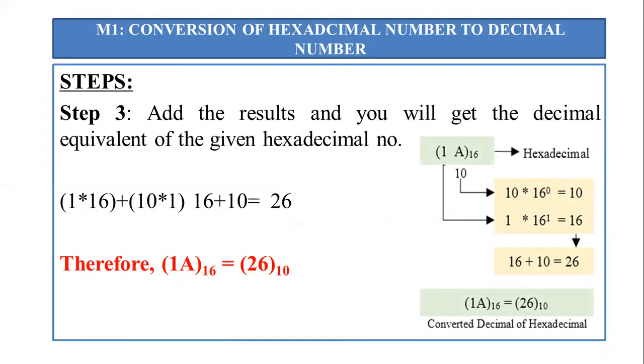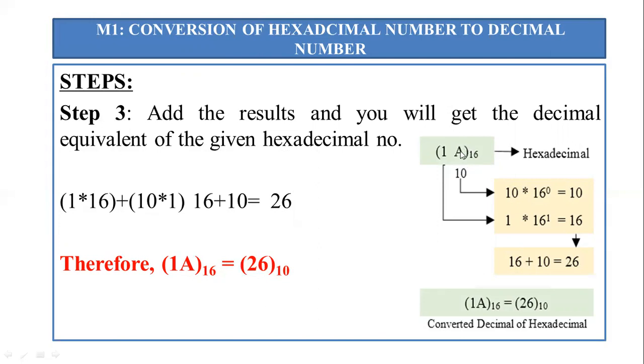The given hexadecimal number was 1A. Now when we calculate it, 1 into 16 plus 10 into 1 will give me 16 plus 10 equals 26. So therefore 1A with the base hexadecimal gives me 26 as the decimal number. In another way also we can write it.